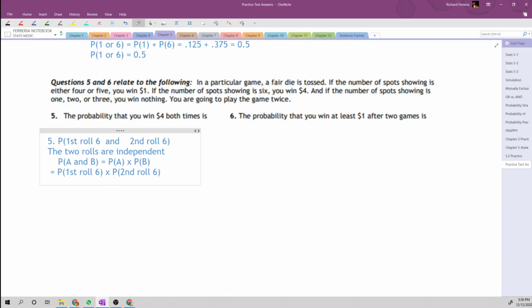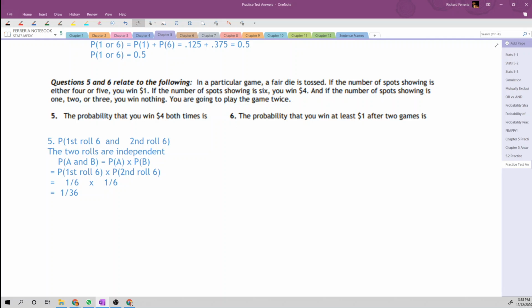Likewise, the probability that the first roll is a 6 and the second roll is a 6 is the probability that the first roll is a 6 multiplied by the probability that the second roll is a 6. Considering we're dealing with a die, both of those probabilities are going to be 1/6. 1/6 multiplied by 1/6 is, of course, equal to 1 over 36. So there's a 1 out of 36 chance that you're going to win a $4 both times.